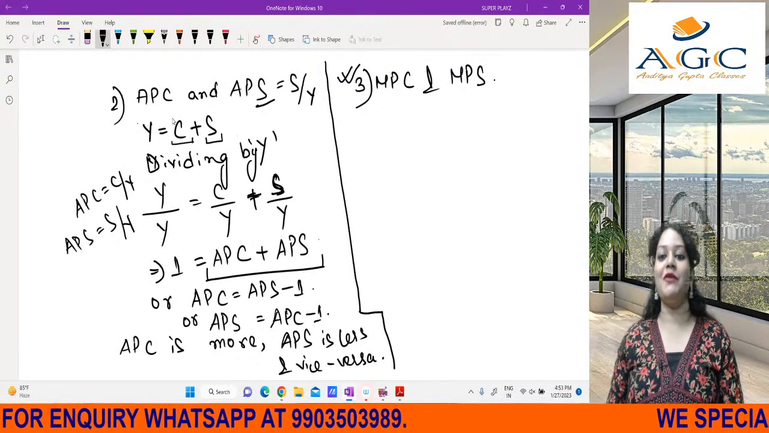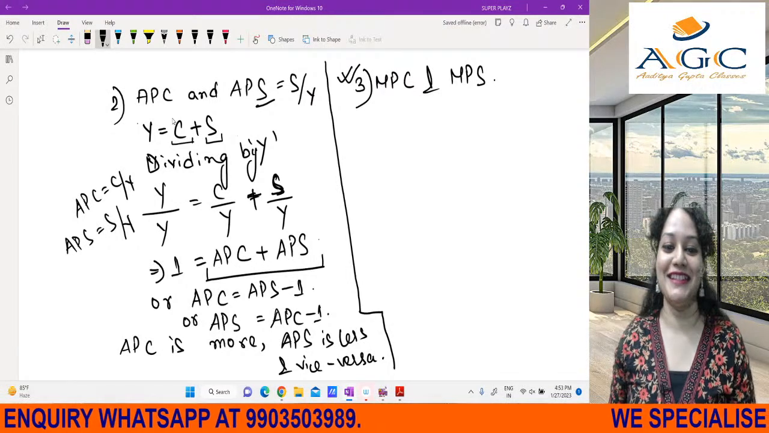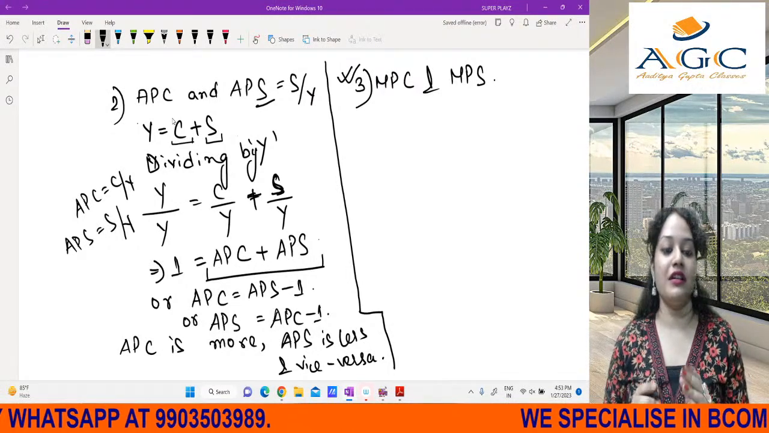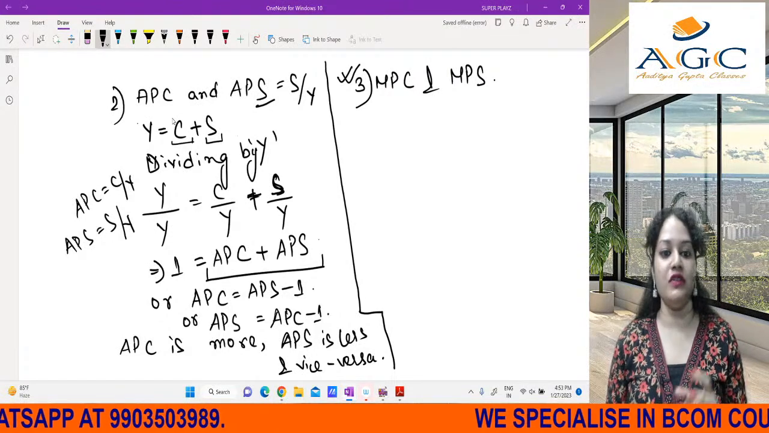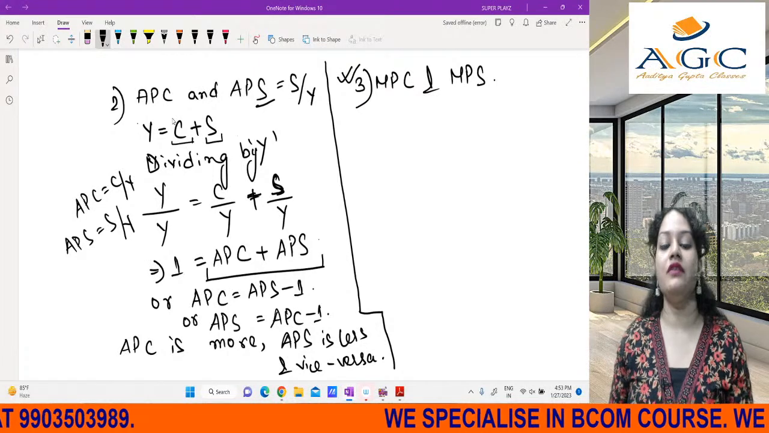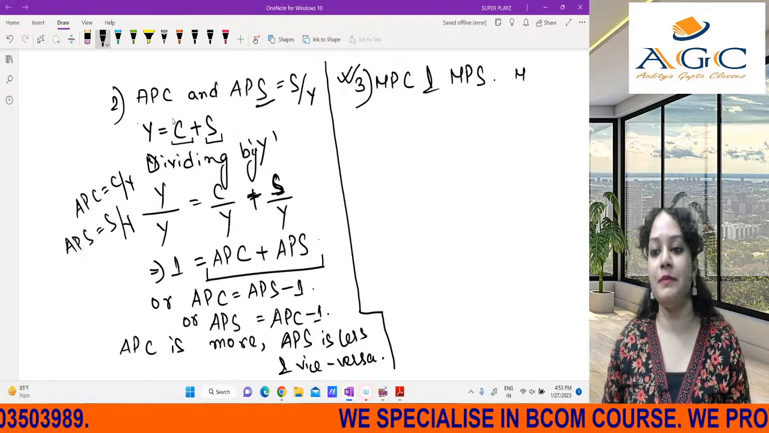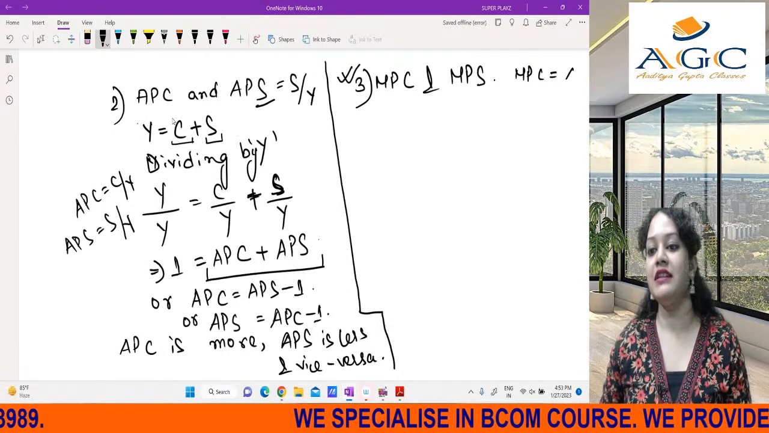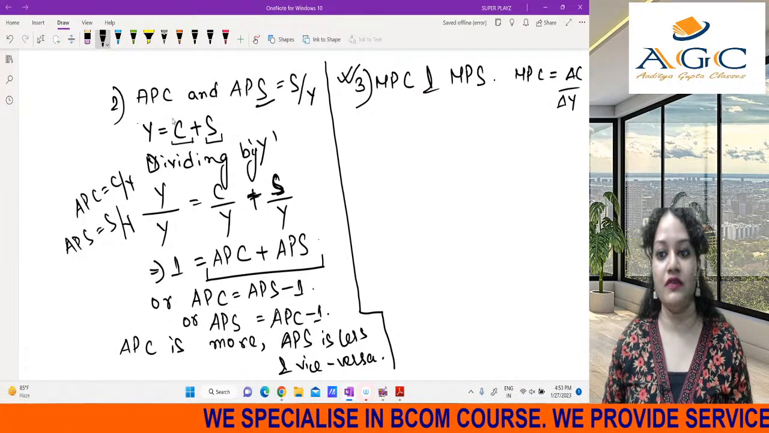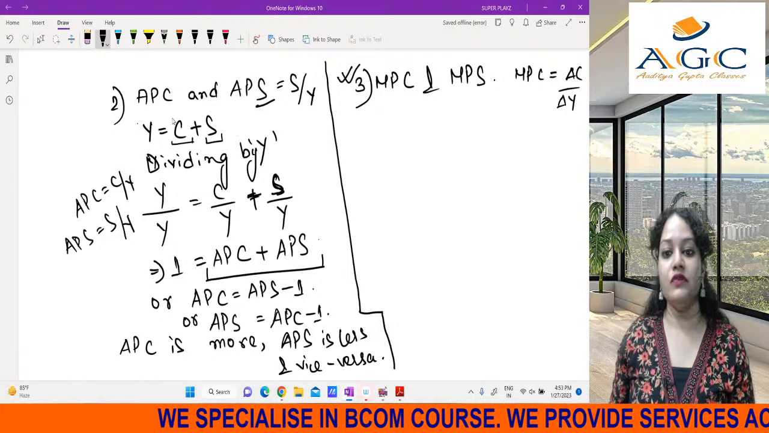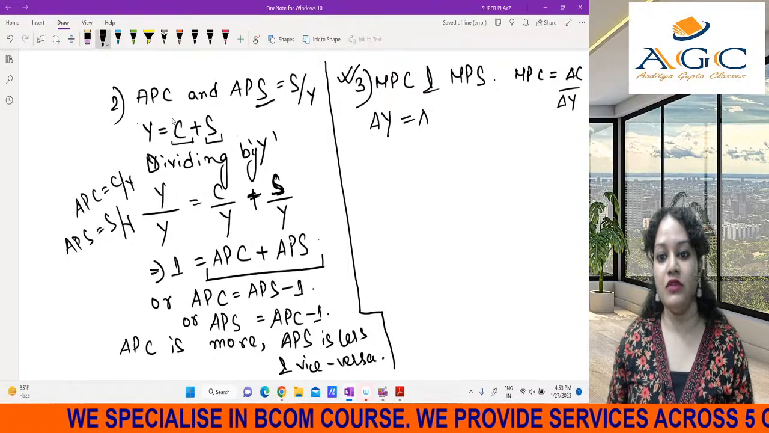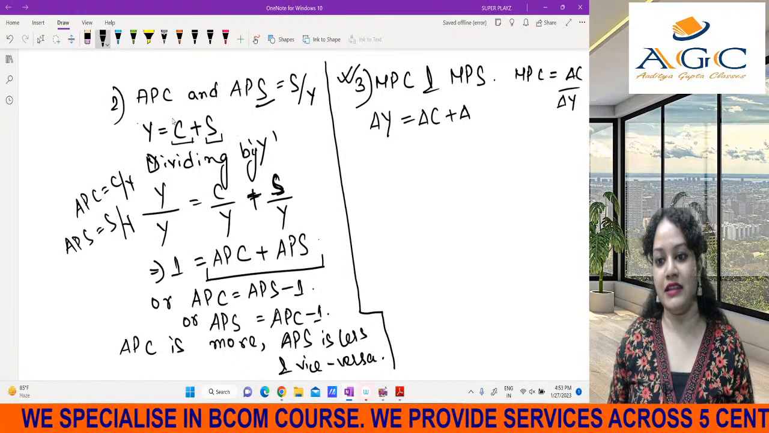Okay. Now MPC and MPS. Our formula for APC was not, like we weren't doing any change. We were taking the whole value. But for MPC, what do we know? What is the formula for MPC? MPC is delta C by delta Y. So basically we are taking the change of the values. For this also we will be doing just the same. We will be writing what? Delta Y is equal to delta C plus delta S.